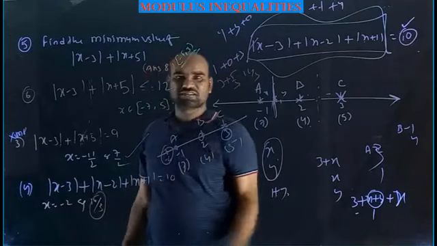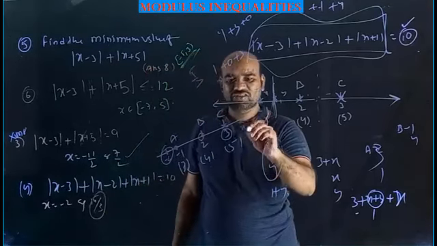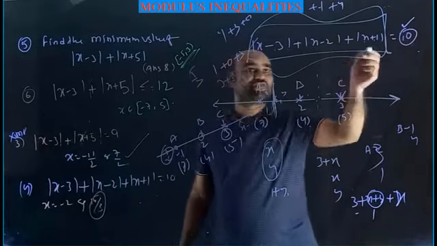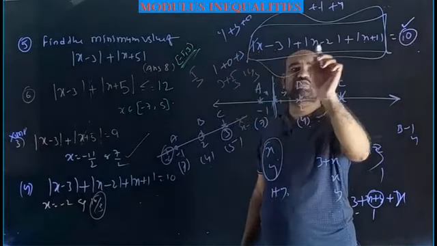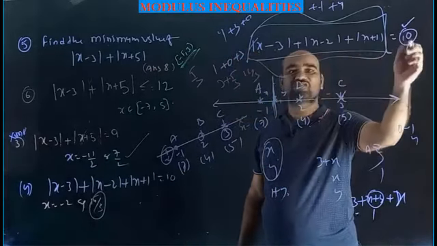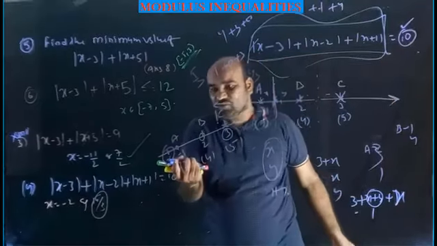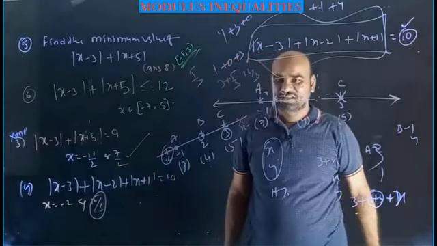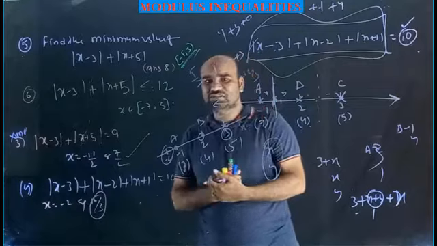So here X equals 14 by 3. If the mod of x minus 3 plus mod of x minus 2 plus mod of x plus 1 is equal to 10, what values of x? I can say x equals minus 2 and x equals 14 by 3. See how easily you can compute these types of problems.